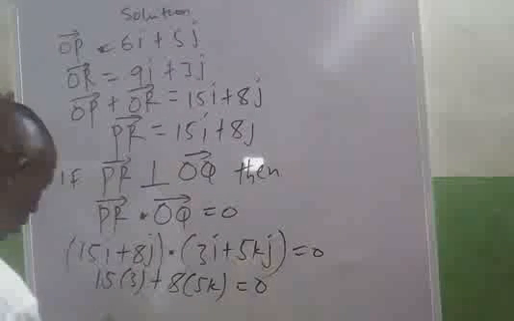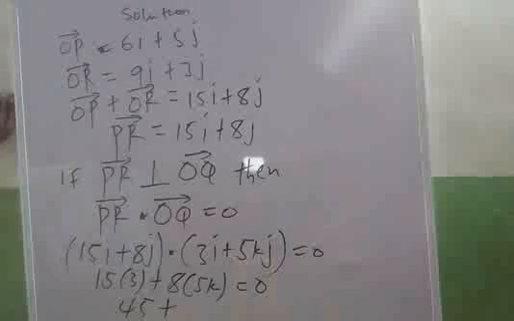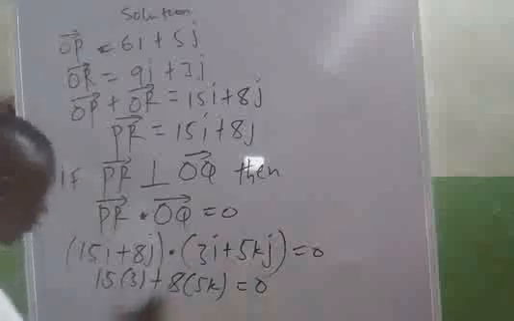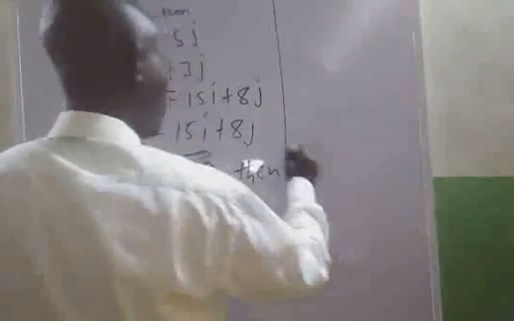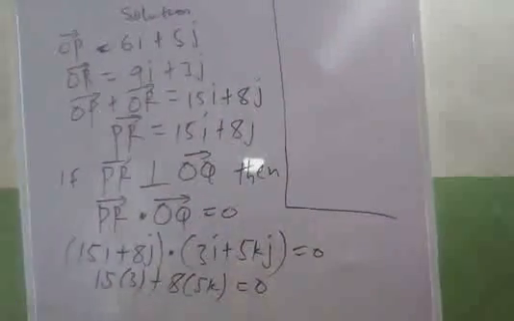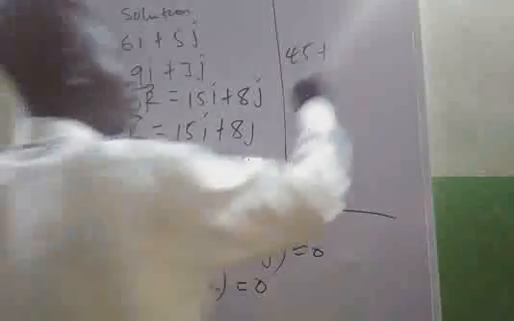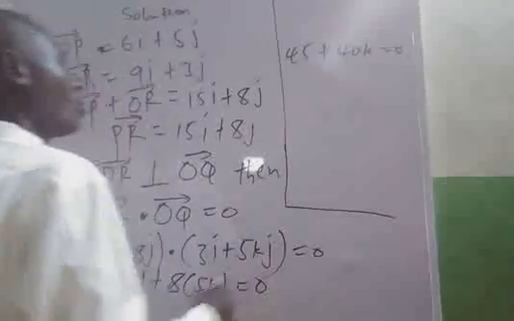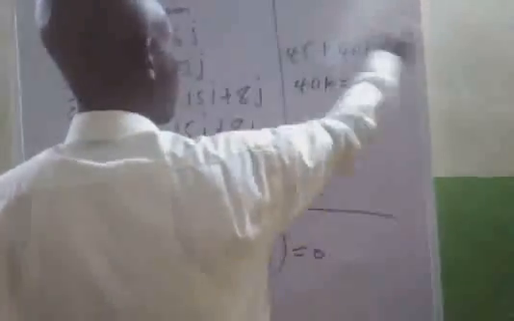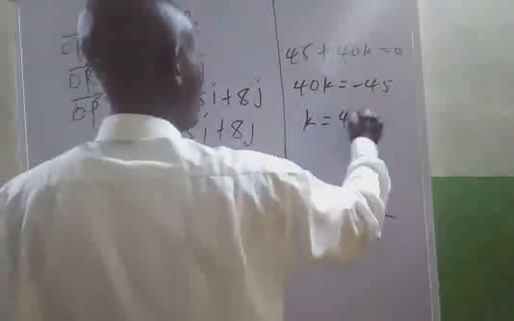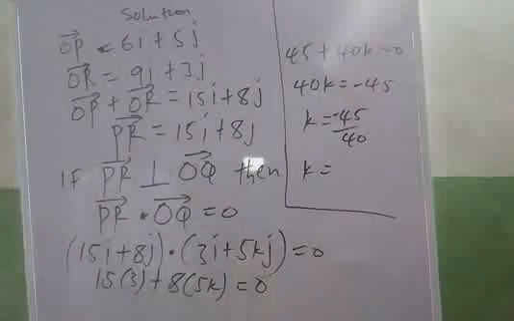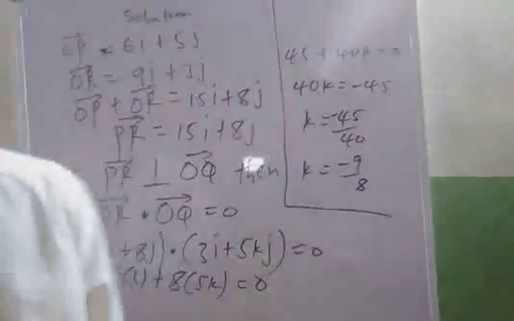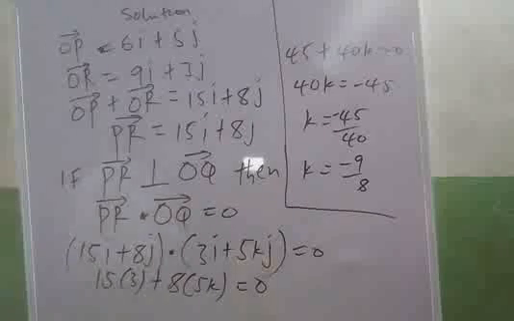So we have 15 times 3 gives 45, plus 8 times 5 is 40, plus 40k will be equals to 0. So your 40k, take 45 to the other side with minus 45. The k will be minus 45 over 40. So if we divide using 5, this will be minus 9 over 8. So our k is equals to minus 9 over 8.